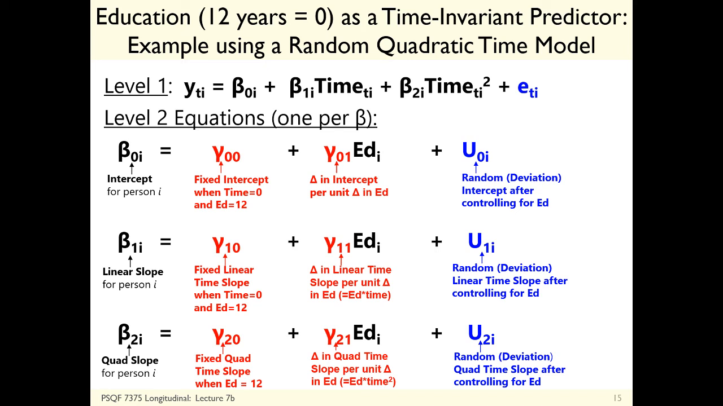Because if you had nothing else in the model, these would be the mean for that term, the same way that the intercept is the grand mean if you have an empty model. And so gamma 00 is the intercept of the intercept. Gamma 10 is the intercept of the linear slope. Gamma 20 is the intercept of the quadratic slope. So sometimes you will see tables where they have a heading that says linear time slope, and then sub rows where the first one is intercept. That's what they're talking about: this fixed time slope here is the intercept of the linear time slope equation.